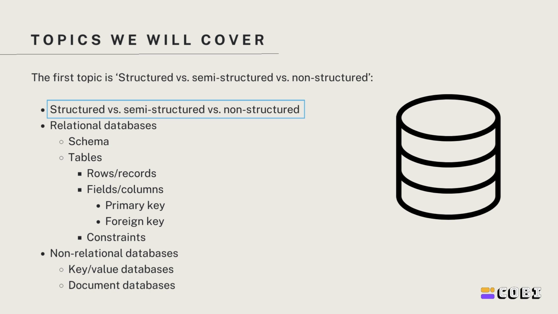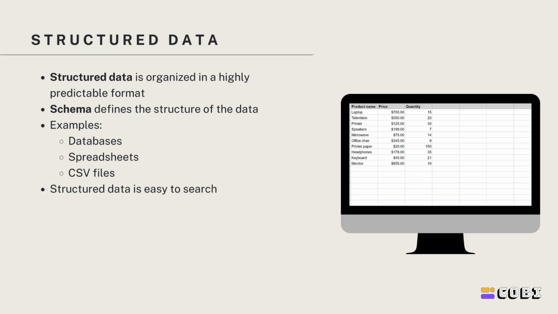First up, structured versus semi-structured versus non-structured. Structured data is organized in a highly predictable format. Schema defines the structure of the data. Examples: databases, spreadsheets, and CSV files. These are all structured data. Structured data is easy to search.